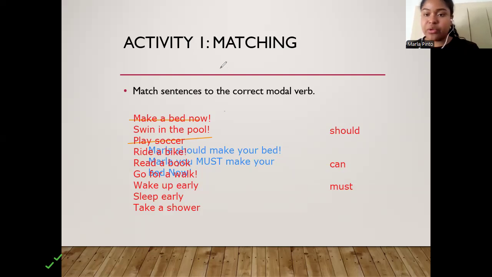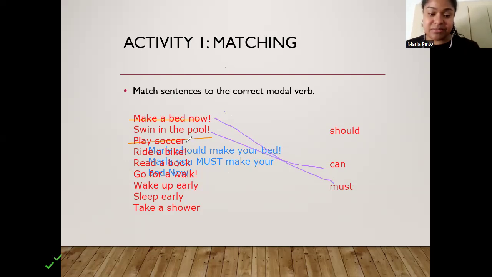Make a bed. What do you think it could be? Think about it. Make a bed now. Must. Right? Must. Swim in the pool. Yeah, can. I can swim in the pool. Play soccer.